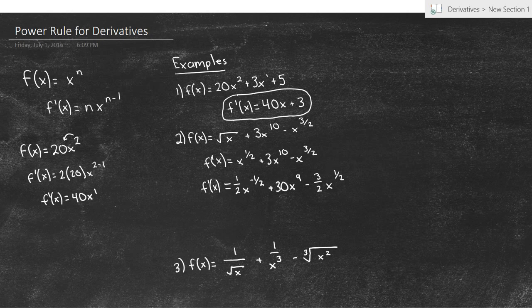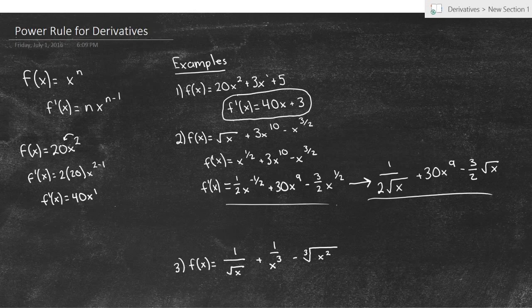And we could rewrite this. I'll rewrite it over here. This is the equivalent of 1/2 x to the negative 1/2. Remember, negative exponents are the same as just writing them in the denominator. So we could say 1 over 2. And we already learned that x to the 1/2 is just a radical. So we can just say 1 over 2 square root of x plus 30x to the 9th. Don't need to change that one. Minus 3/2, and we could just say square root of x instead of x to the 1/2. Either way works. But this is the equivalent of this, and both are the derivative.